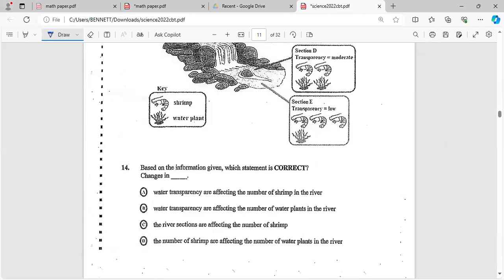Based on the information given, which statement is correct? A, changes in water transparency are affecting the number of shrimp in the river. Or B, changes in water transparency are affecting the number of water plants in the river. Or C, the river sections are affecting the number of shrimp. Or D, the number of shrimp are affecting the number of water plants in the river. And that would be B, water transparency is affecting the number of water plants in the river. Let's move on to number 15.